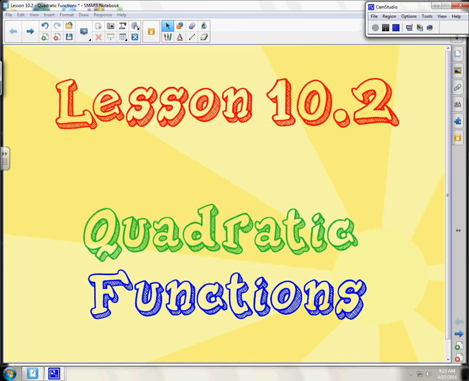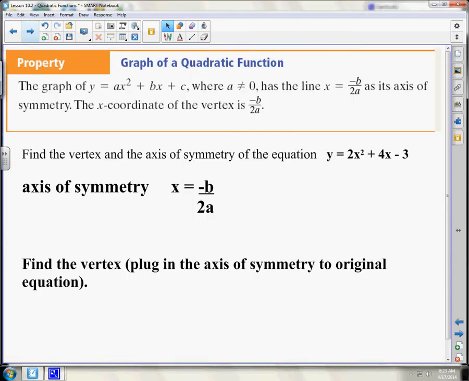Hello mathematicians, this is 10.2 for algebra, quadratic functions. Now in 10.1 we worked with quadratic functions and we drew tables and we graphed them. Now they're going to show you another way to graph them, and it is by finding the vertex.